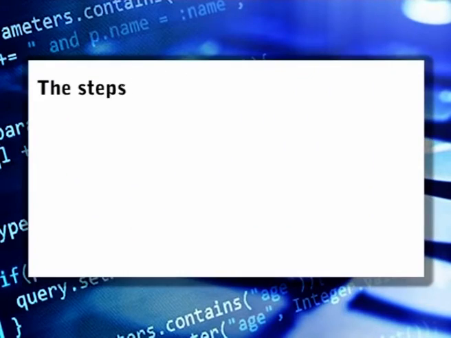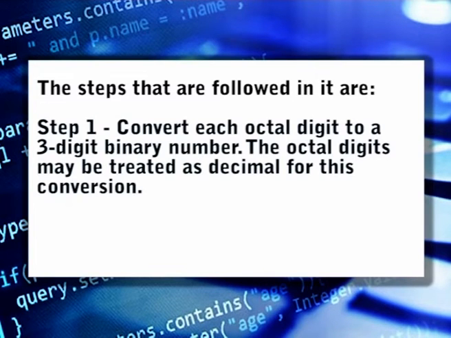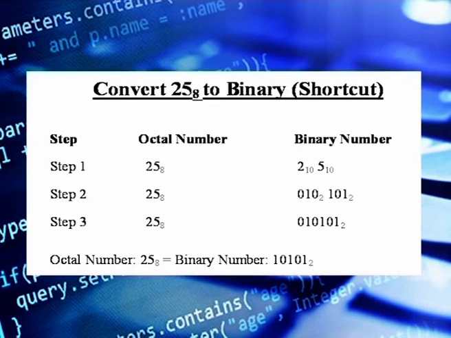Now, let us do the same conversion using a shortcut method. The steps that are followed in it are: step number 1, convert each octal digit to a 3-digit binary number. The octal digits may be treated as decimal for this conversion. Step number 2, combine all the resulting binary groups of 3 digits each into a single binary number. Look at the figure to see how this conversion is done.